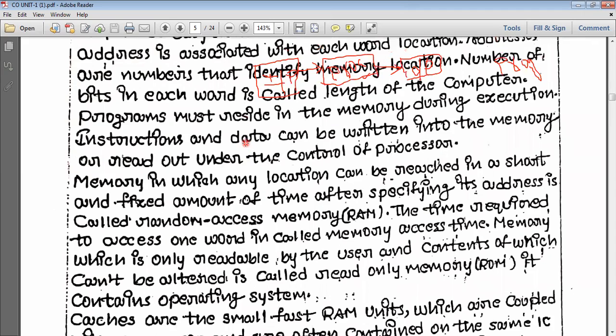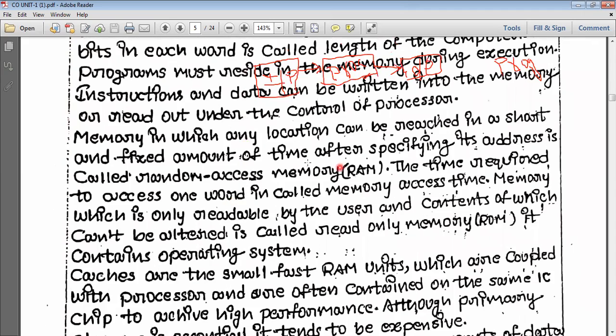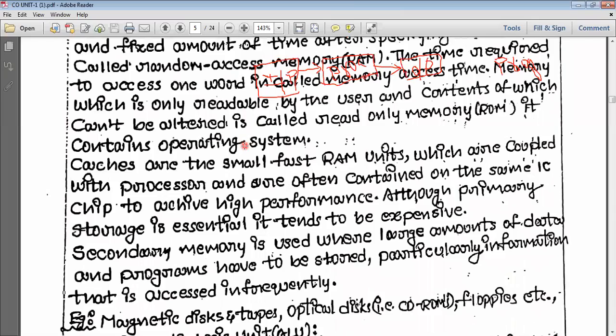Here we are using random access memory. Random access memory means that is a temporary memory. That is volatile. This is about the memory.